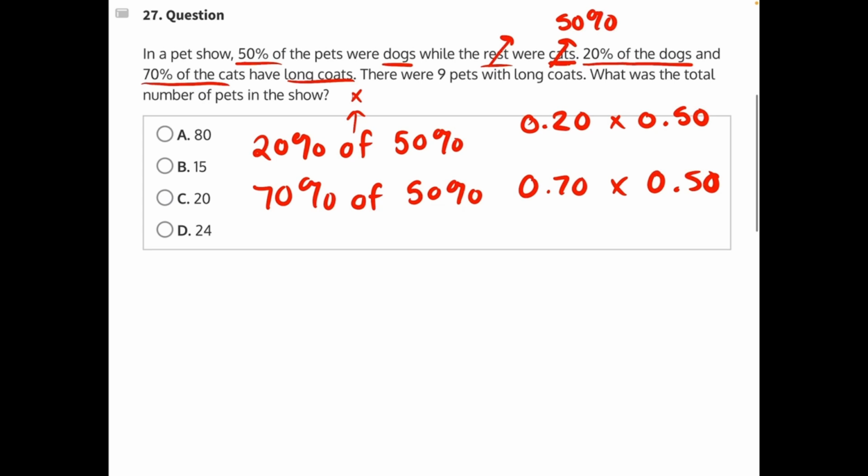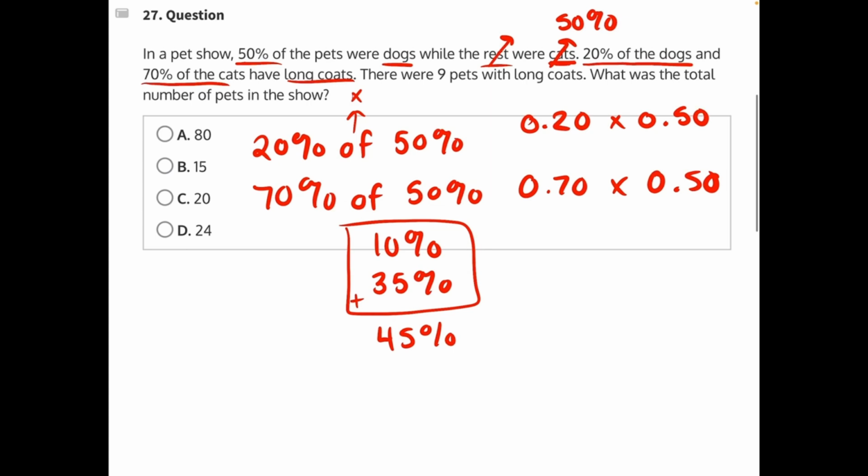You could also, to make it quicker, remember 50% is half of something. So 50% of 20% would be 10%. And 50% of 70%, half of 70 is 35. So that's a bit of a quicker way to do it. Then we can combine these two percents, add them together to get 45%. And 45% represents the total amount of animals with long coats.